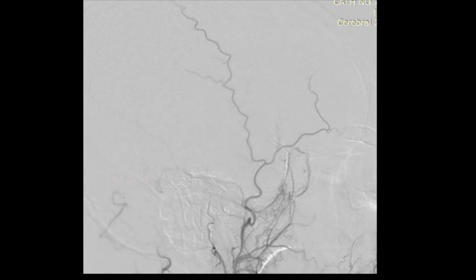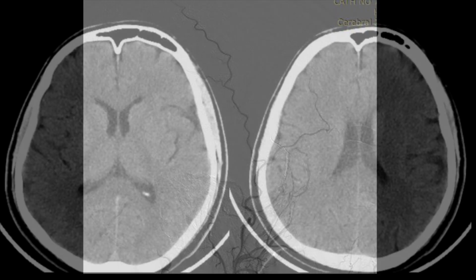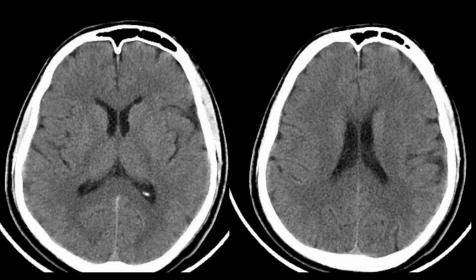The patient had an excellent outcome. His headache, which was his main symptom, almost completely subsided on the table. At 3 weeks follow-up, a CT scan showed complete resolution of the subdural hematoma.